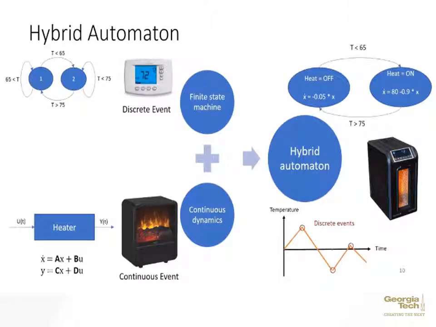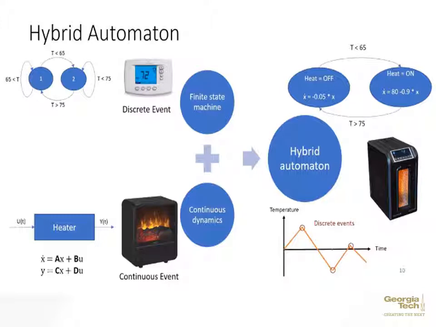So if you look here, you can see a hybrid automaton. I can give an example of defining a hybrid automaton. This is a thermostat. So a discrete event here, a thermostat, is based on the temperature. When the temperature is lesser than 65, it goes from state 1 to state 2. When it's greater than 75, it goes back to state 1. So this is a discrete event where it has a sensor for temperature, and it works accordingly. That is why it is called a finite state machine, where you define between 65 and 75.